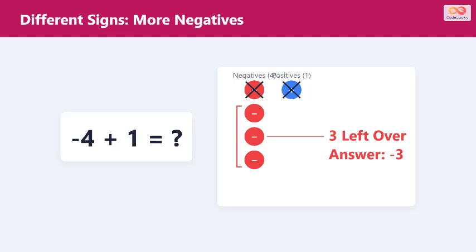What if the negatives are larger? Here we have negative 4 plus positive 1. We have 4 red negative counters and only 1 blue positive counter. One pair cancels out to 0. We are left with 3 red counters, so the answer is negative 3.